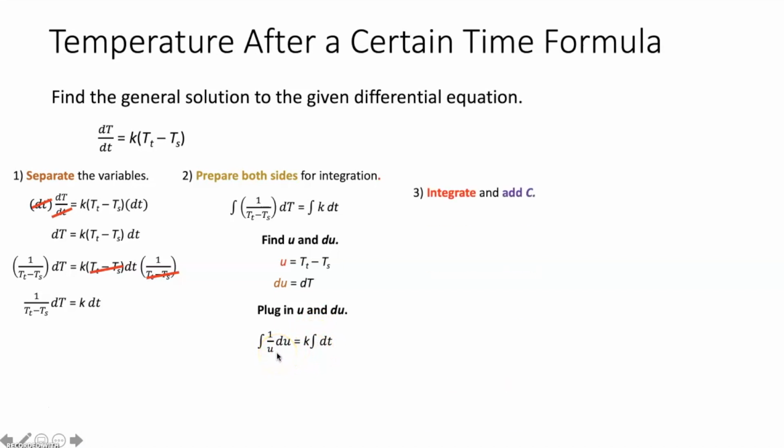Now I'm ready to integrate both sides and add c. On this side, when I integrate, I just get ln, the natural log of the absolute value of u, plus c. On this side, I get k times the quantity t plus c.